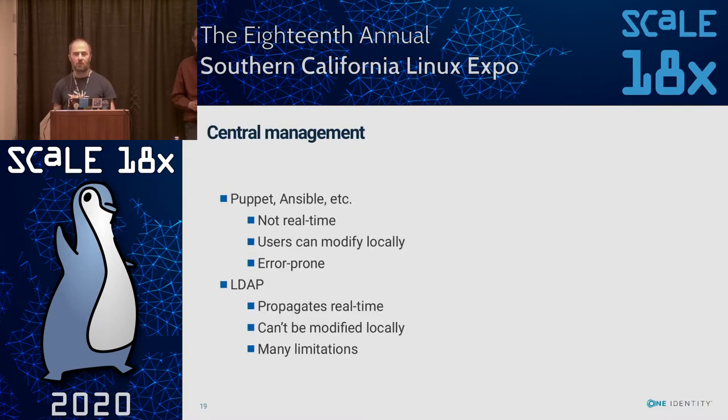Once you have more than one system to maintain, you will most likely enable some kind of central management for your configuration. Puppet, Ansible, Chef, Salt, all of them have some support for sudo. The drawback is that when you change a setting in one of these, the configuration is not updated in real time. Also, there is a time frame when users can modify settings locally.